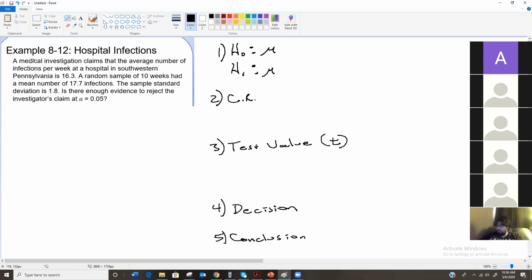Okay, so a medical investigation claims that the average number of infections per week at a hospital is 16.3. So this is our original, status quo number. That's going to be our null hypothesis.